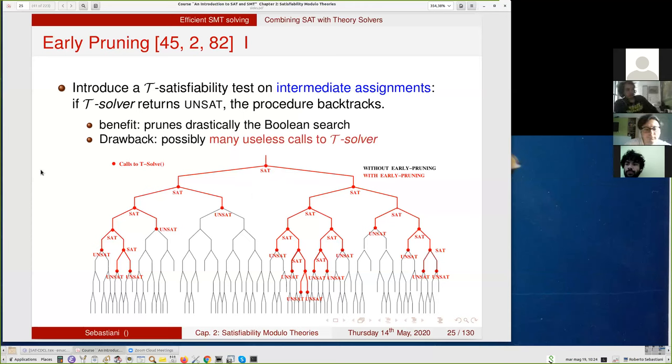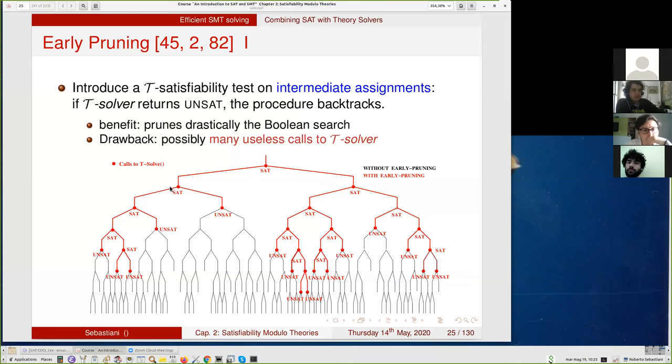Do you see by naked eye that the number of red dots here is much smaller than the number of black leaves here? So the intuition is: don't wait for the truth assignment to be complete to call the theory solver, call it earlier. That's the idea of early pruning.